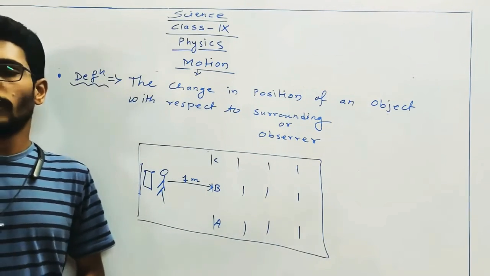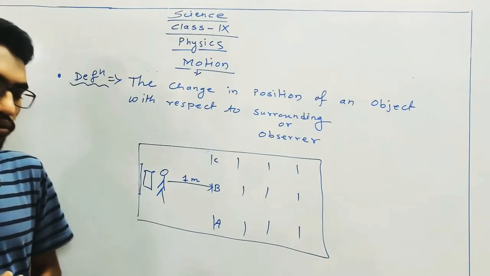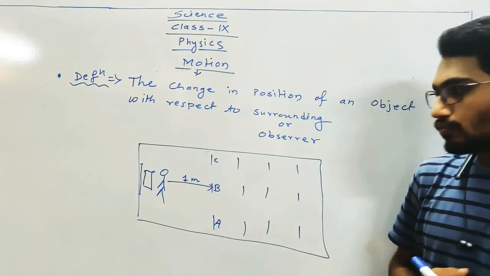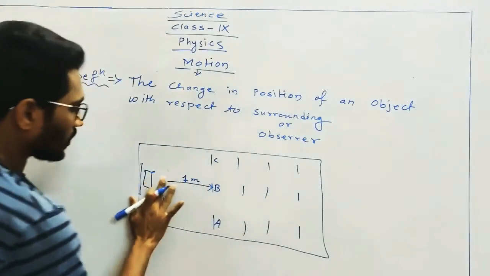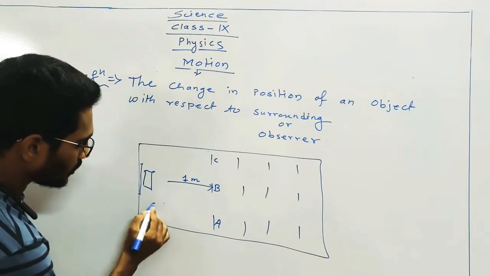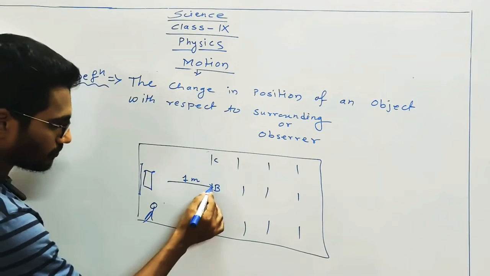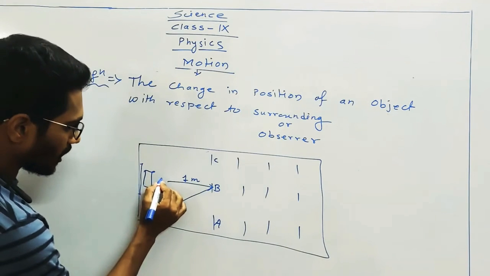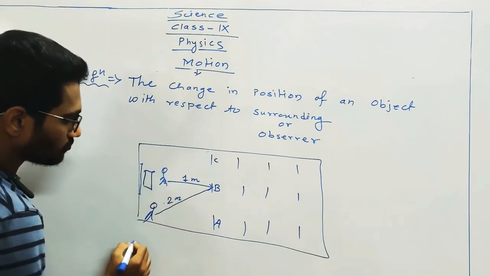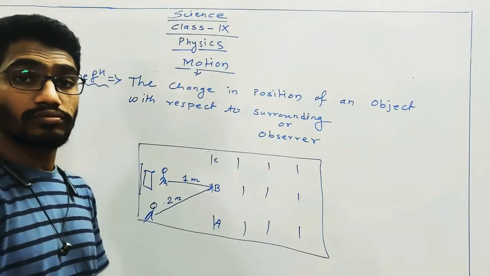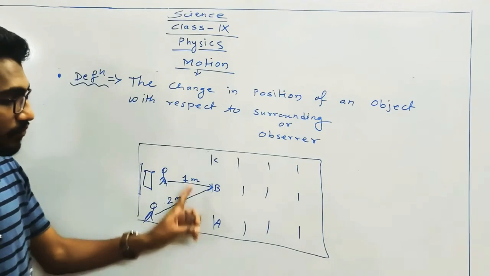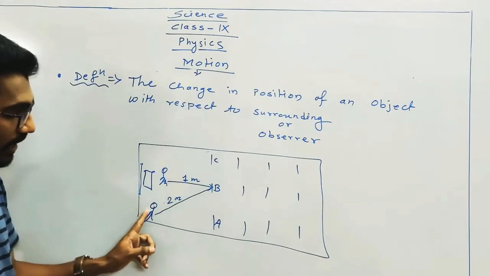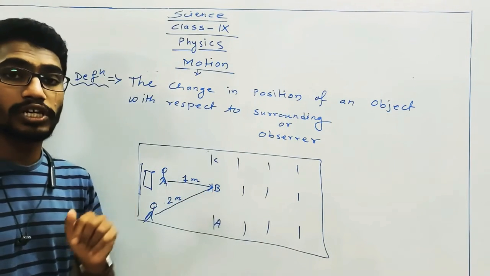Initially मैं यहाँ पे हूँ, 1 meter away from student B. Now मैंने थोड़ा distance travel कर लिया. Yes. Now for example मैं यहाँ से यहाँ चला आया. Now I am 2 meter away. This is my initial position and this is my final position. Yes, initially I am 1 meter away from student B and finally I am 2 meter away from student B.